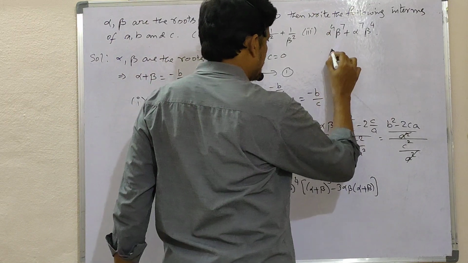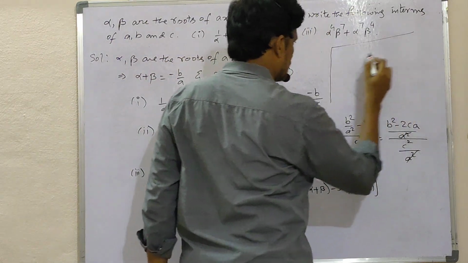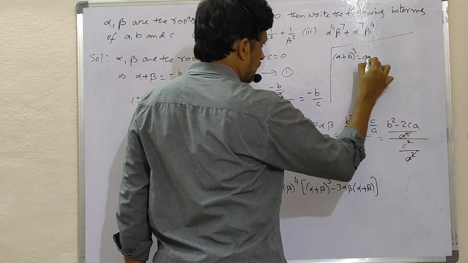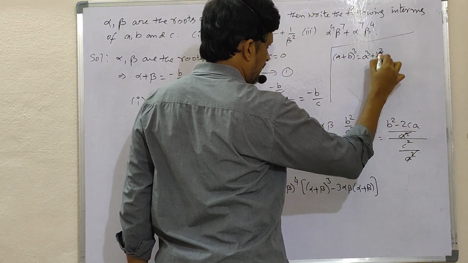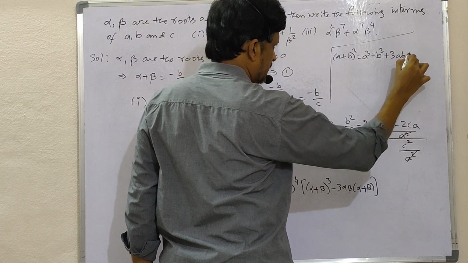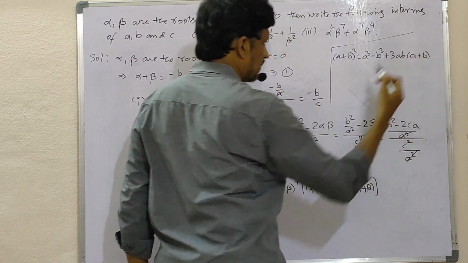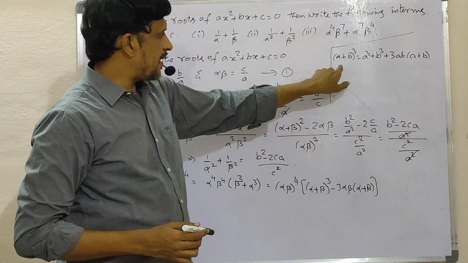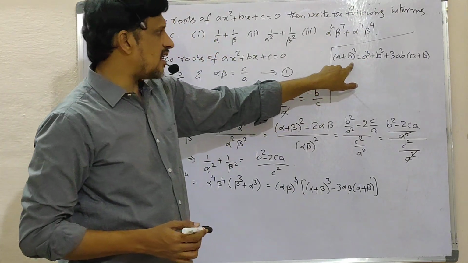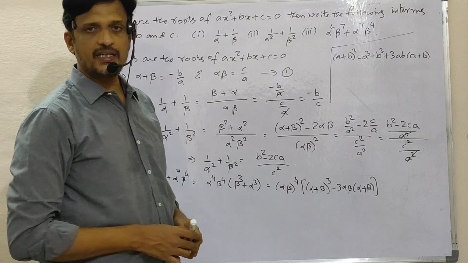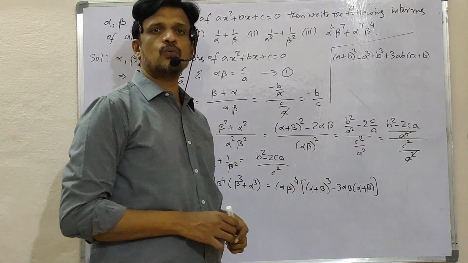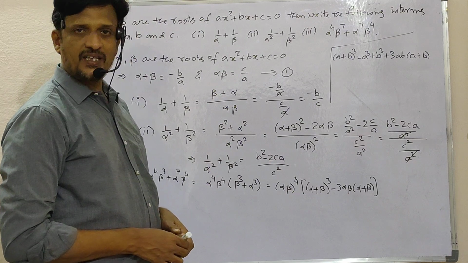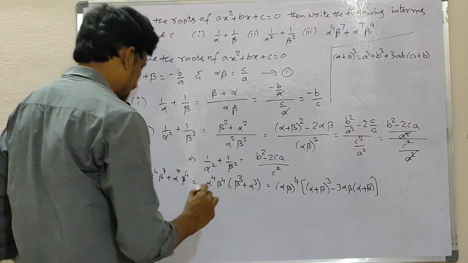Just observe this one. A plus b whole cube is equal to a cube plus b cube plus 3ab into a plus b. From this, a cube plus b cube will be a plus b whole cube minus 3ab into a plus b. Here instead of a and b, alpha beta roots are there. Now we know the values of both alpha beta and alpha plus beta, so put them there and simplify.